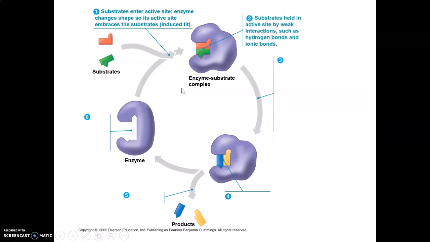Our next step is that those substrates, they can't just bounce into the active site and then leave. They have to be held there. And that's where some of that biochemistry comes back into play. Hydrogen bonding or ionic bonding can happen between the enzyme and the substrate, which allows the substrate to be held into the correct position while the chemical reaction takes place.